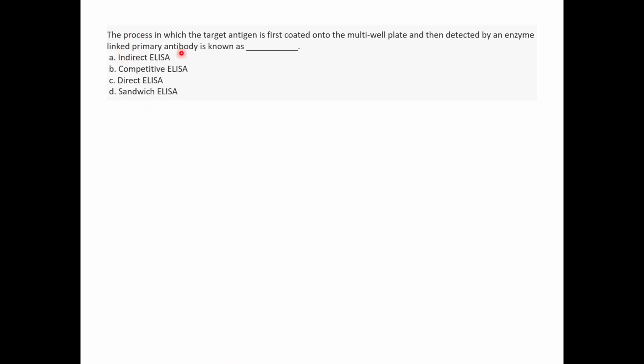Now we have something about ELISA. We discussed all four types of ELISA a while ago, so I think you can answer this question. The process in which the target antigen is first coated onto the multiwell plate and then detected by an enzyme-linked primary antibody. What type of ELISA is this? Maybe direct ELISA. Yeah, correct. We have only one antibody, which is conjugated to the enzyme, and we have an antigen coated onto the plate. So it is direct ELISA.